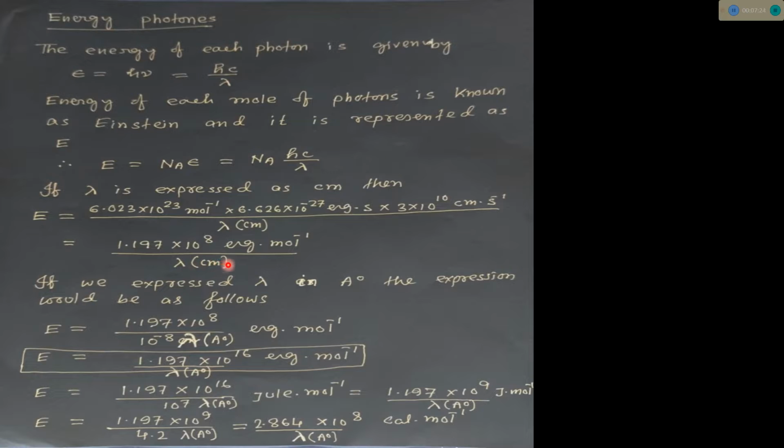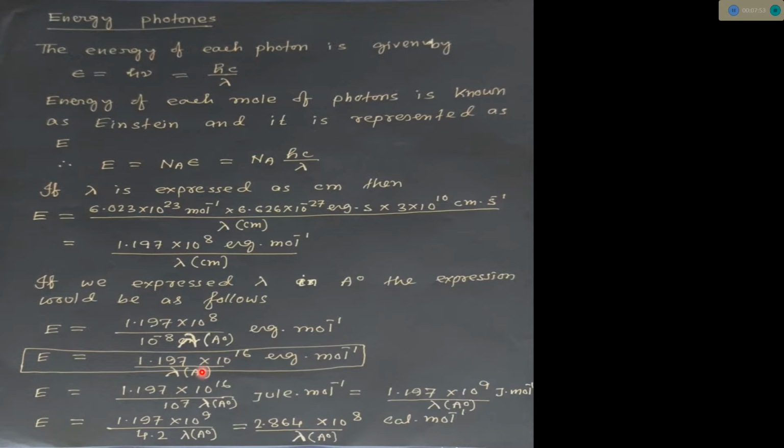So if it is given as 2000 angstrom, we cannot put 2000 here, because here lambda is in centimeter unit. We have to first transform lambda into centimeter, then we can put the centimeter value. But in these expressions, if lambda is mentioned as 2000 angstrom, we should put the angstrom value, not the centimeter value.